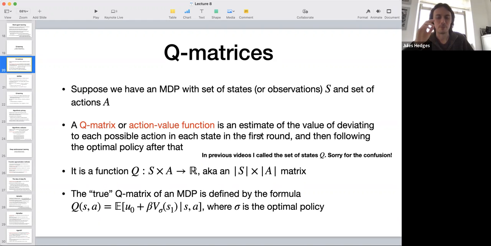So the true Q matrix is defined like that, where it's given by the payoff. Given a state and an action, we get the payoff that we get for following that action in that state, plus the discounted value of the optimal policy. So this is the optimal value function of the next state. And this is the thing that we're going to approximate. An actual Q matrix is intended as an approximation of this thing. It is a function from pairs of states and actions to real numbers, aka an S by A matrix. This is where the name Q matrix comes from.